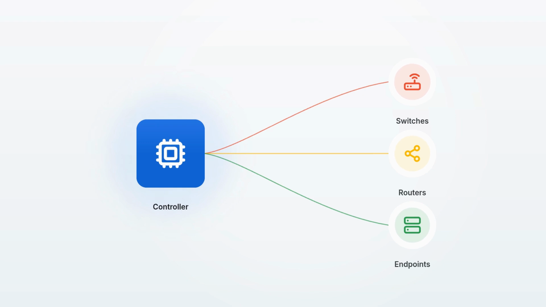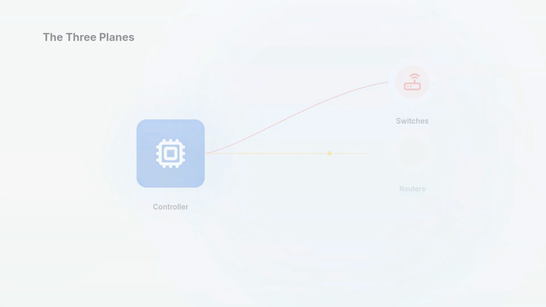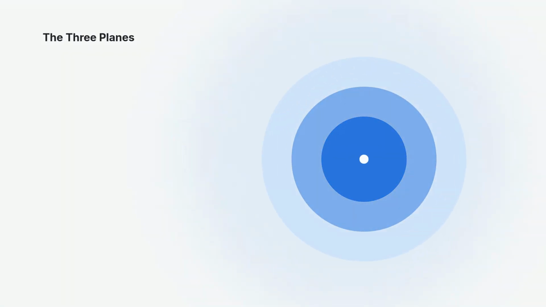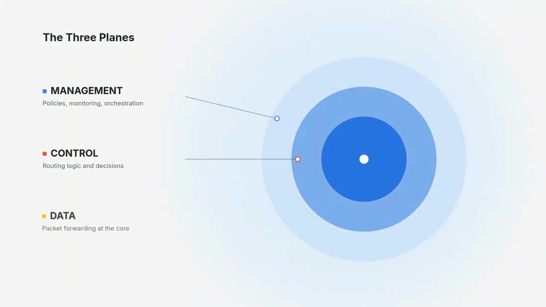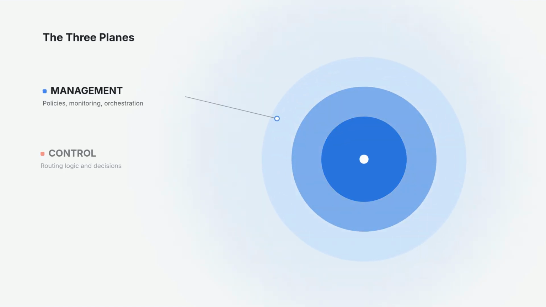It also makes provisioning much faster. Instead of logging into devices one at a time, you define the intent you want, and the controller helps drive the network toward that outcome. Here's the simple way to keep this straight. Think in 3 planes: data plane, control plane, and management plane. If you can separate those 3 jobs, SDN gets much easier to understand.